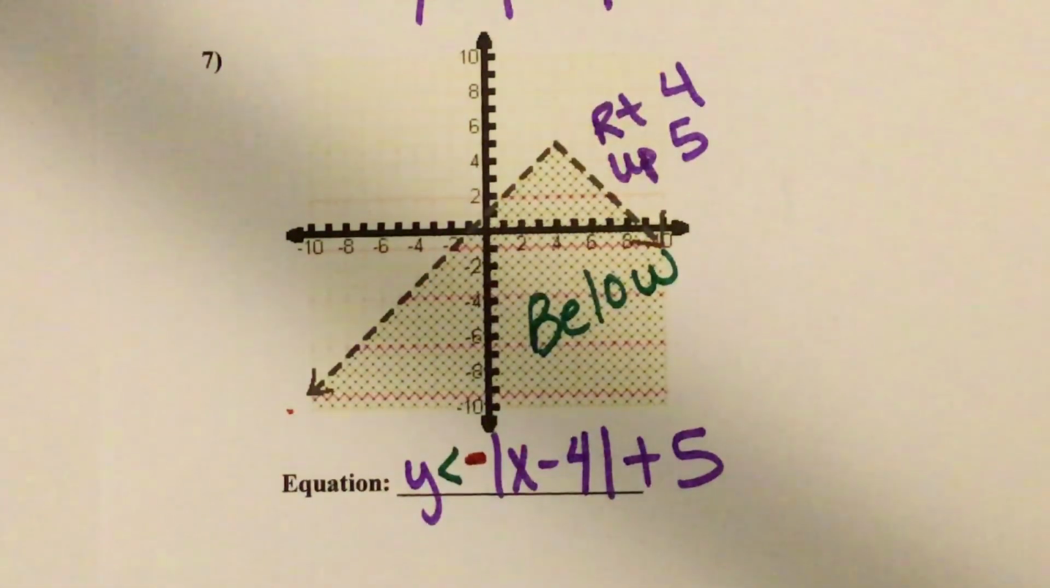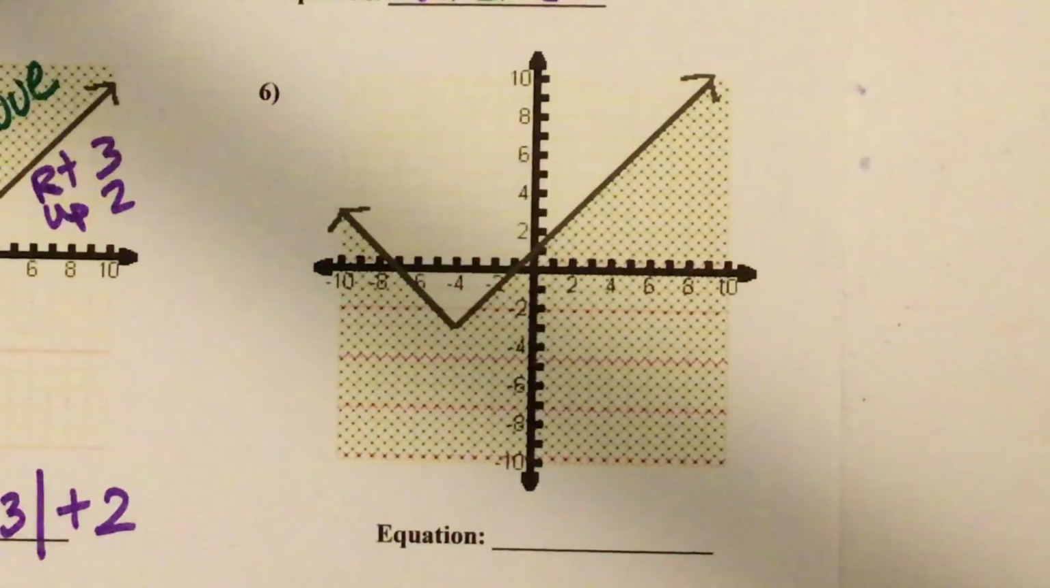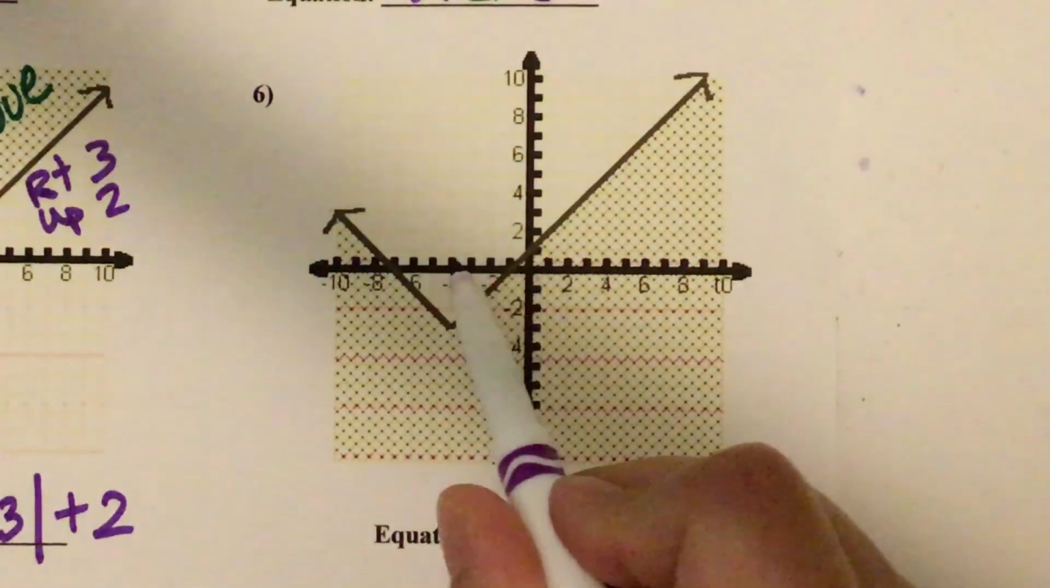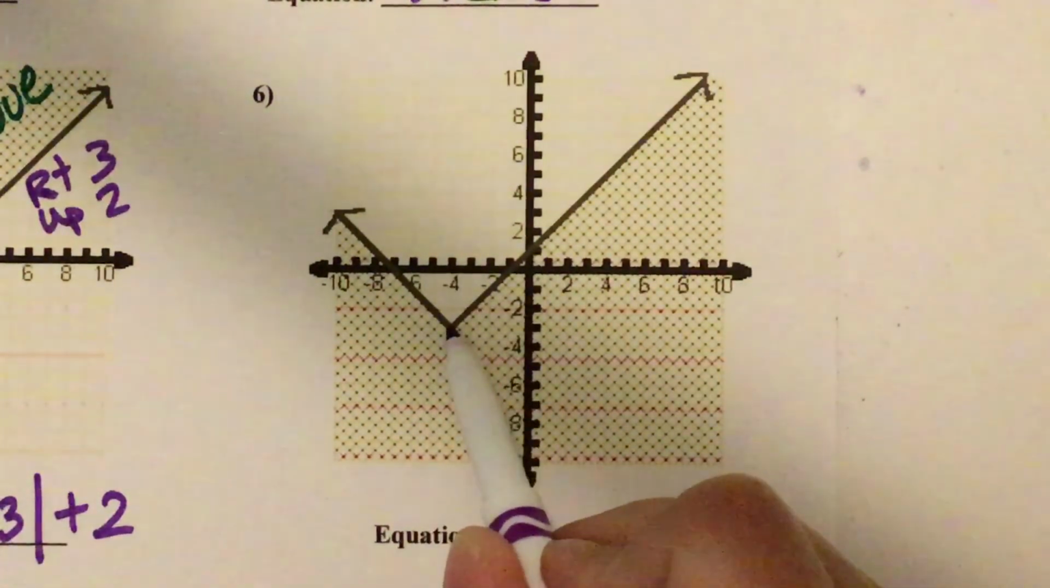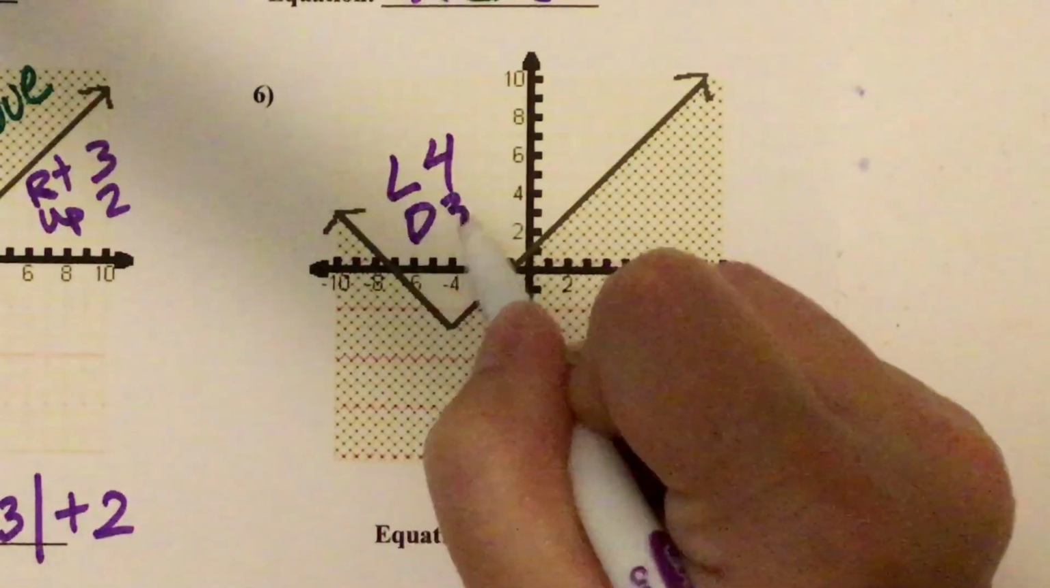You need to do another one of these? I'm just going to do it. One more. All right, so I'm hopping to 6. How did our vertex get to where it is from 0, 0? It went left 4 and down 3. So left 4 and down 3.